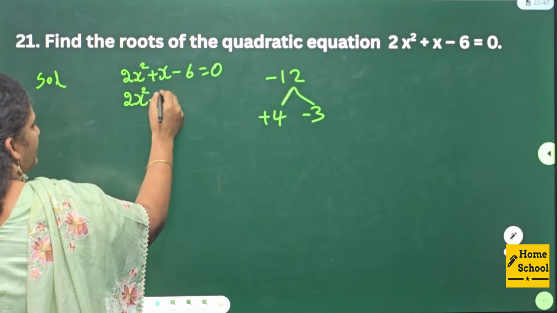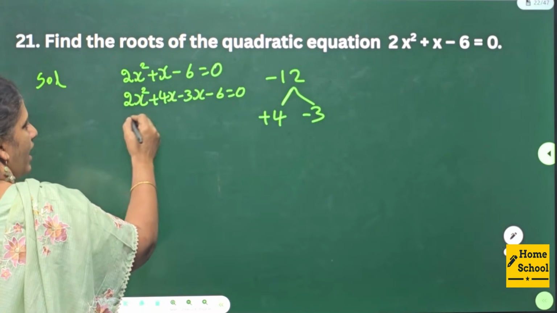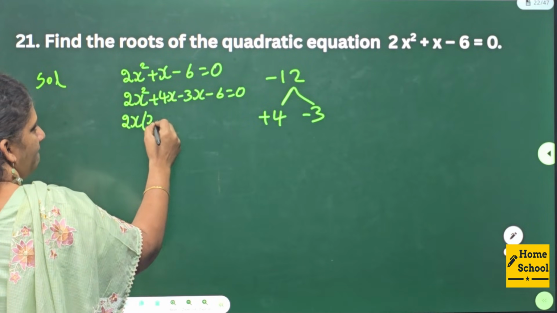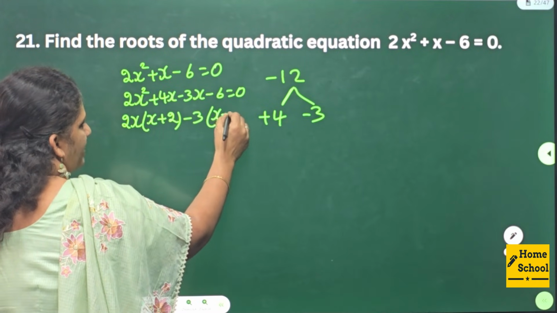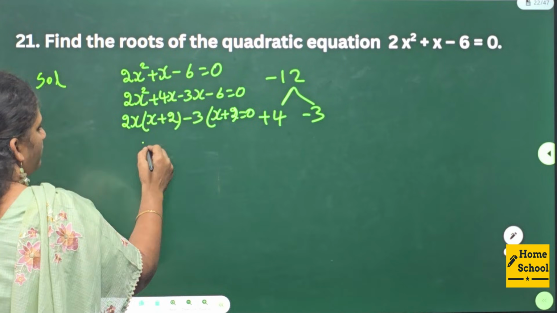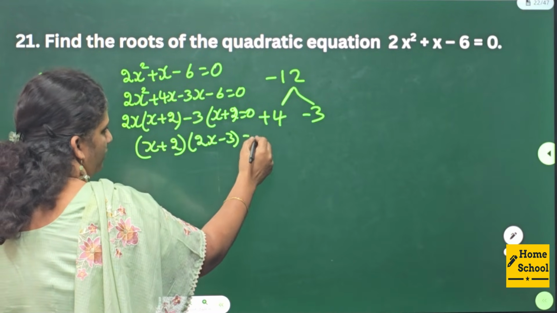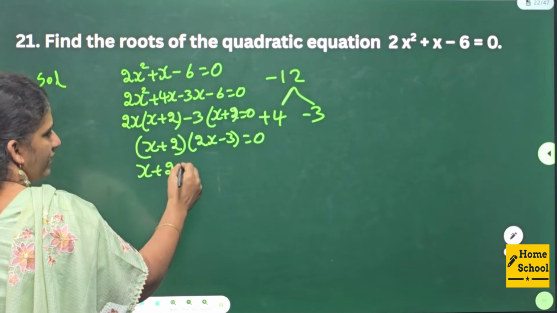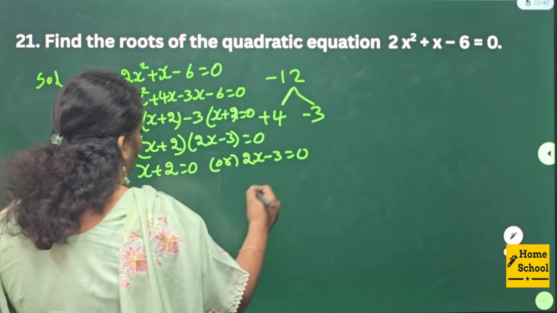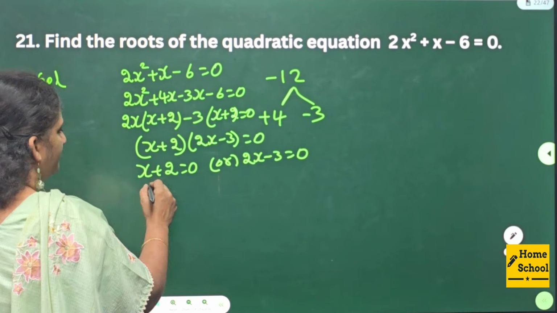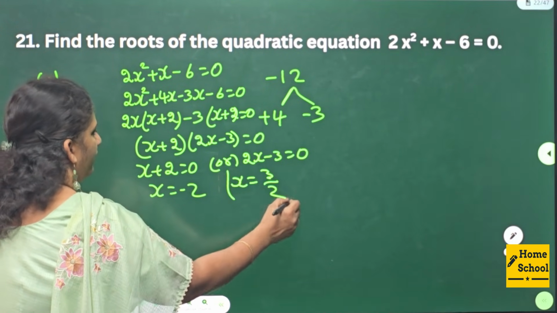2x square plus 4x minus 3x minus 6 equal to 0. Among these two, take 2x common, x plus 2. Among these two, take out minus 3 common, x plus 2. Now x plus 2 is common, 2x minus 3 equal to 0. That is x plus 2 equal to 0 or 2x minus 3 equal to 0. Now this 2 send that side. X is equal to minus 2 or x is equal to 3 by 2.